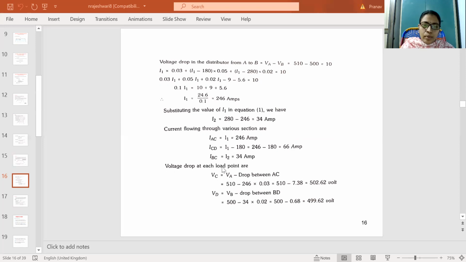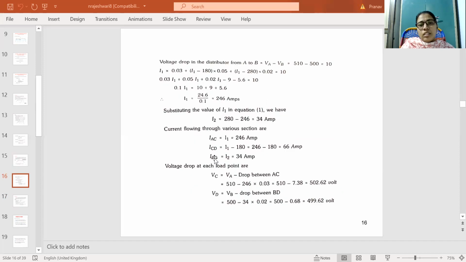The voltage drop at each load point: VC is equal to VA minus the drop between AC, which is 510 minus 246 into 0.03, giving us 502.62 volts as VC. Similarly, VD is equal to VT minus the drop between B and D, so that is 500 minus 34 into 0.02, which is 500 minus 0.68, so 499.62 volts.